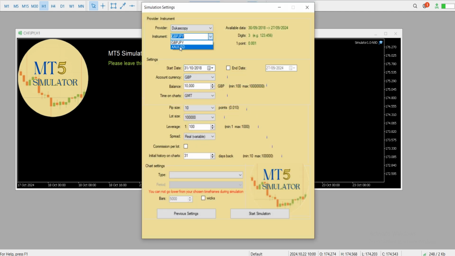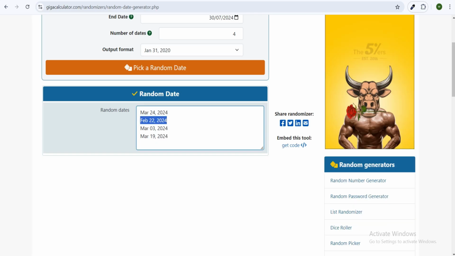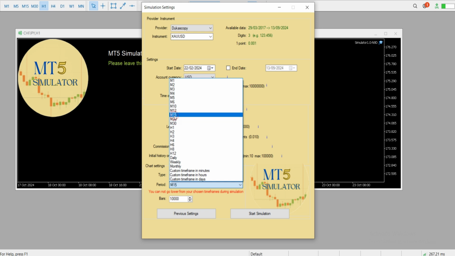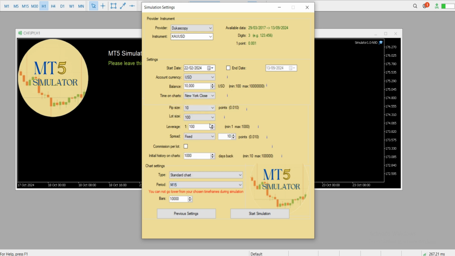First we have to pick up gold from here. 2024 February 2. Was it the date? Okay, February 22. So let's write here 22. Change it to New York close. Spread will be fixed, right here 1000. Type will be standard. Period will be M15. All set. Perfect. Let's start the simulation.